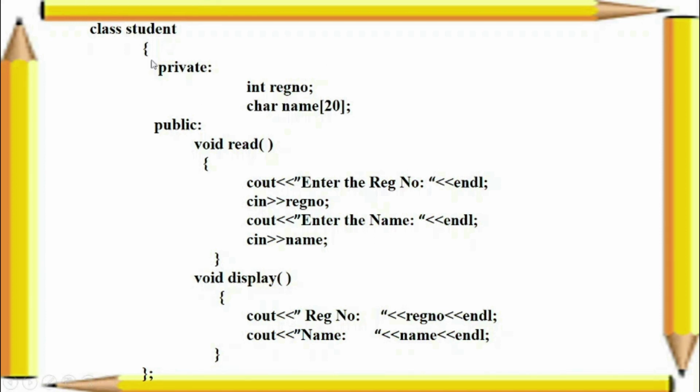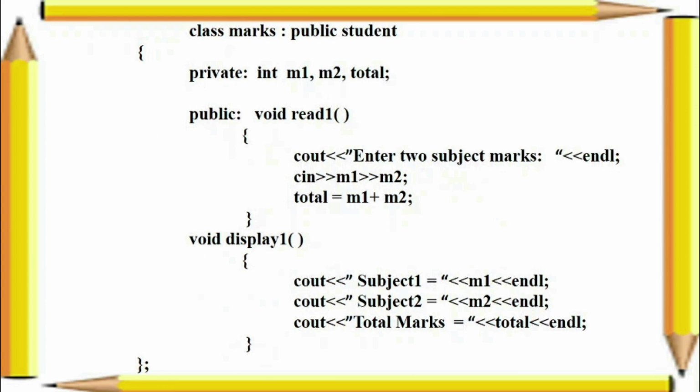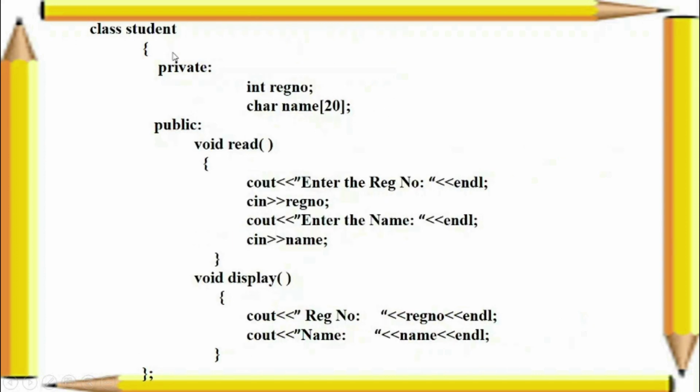Now see here, student is the base class. In this base class we are declaring the student basic details. From this student class we are going to derive a new class, named marks, in which we can give the details. So in this marks class we are going to give the student marks details. Understand? Here only one class is derived from a base class. That is why this concept is known as single level inheritance.